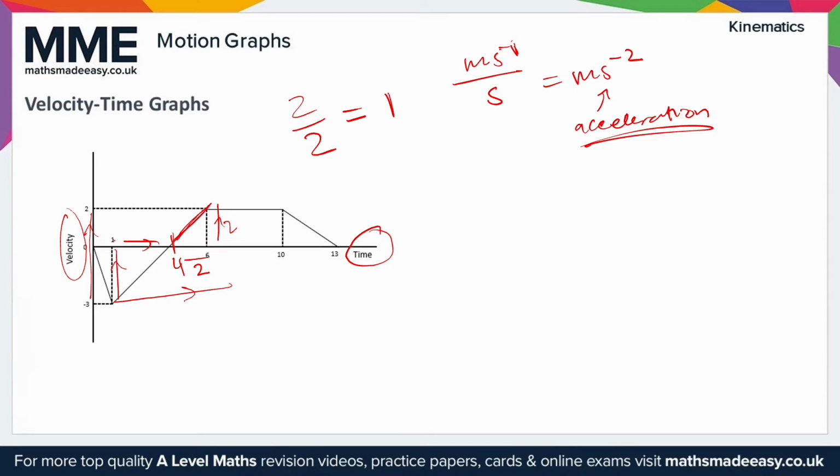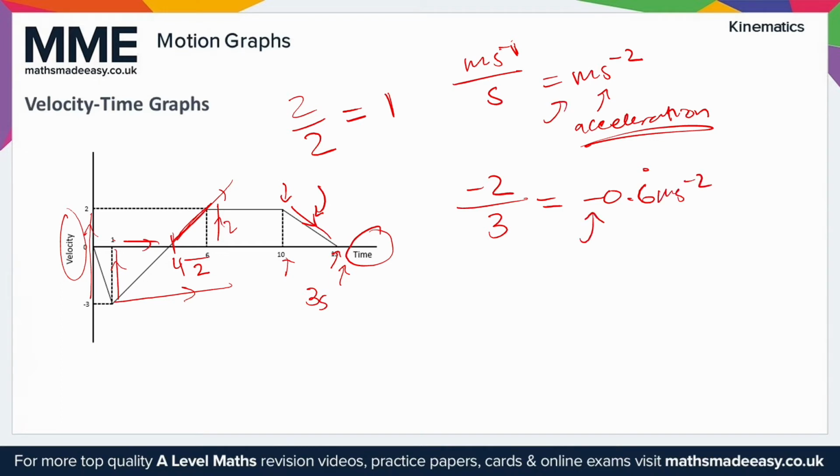So if the graph is increasing, then the object must be accelerating. In this case, it's getting bigger, so it's accelerating. If it's decreasing, like this one, then it must be decelerating. The easy way to see that is if we calculate the gradient here, the change in y has gone from 2 to 0, so it's minus 2. In terms of time, we've gone from 10 to 13, so that's 3 seconds. So we do minus 2 over 3, which we can change to a decimal, minus 0.6 recurring. And again, using the same logic for units, meters per second squared. This is negative, so it's decelerating.